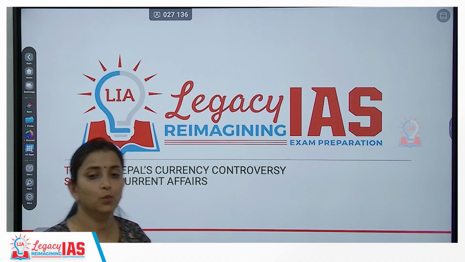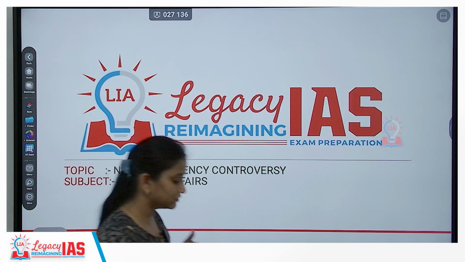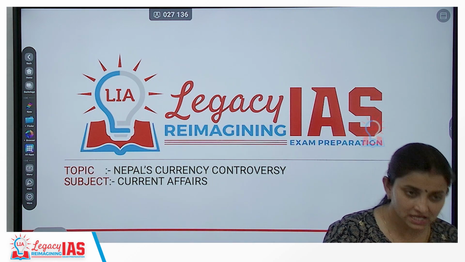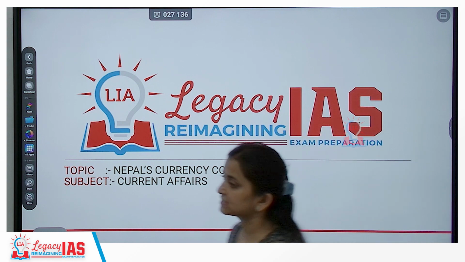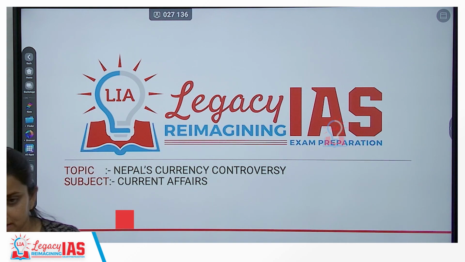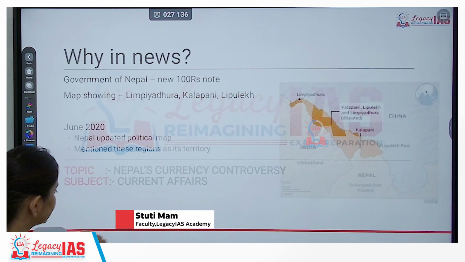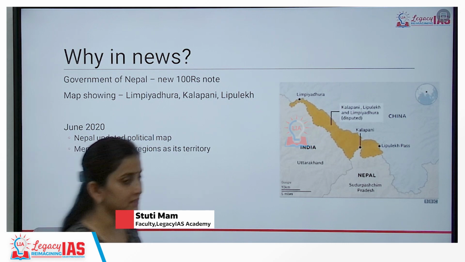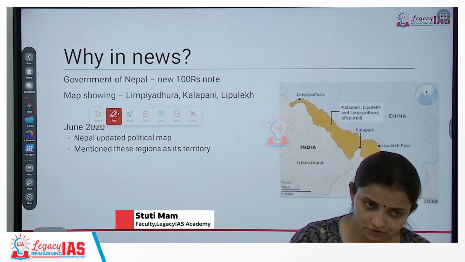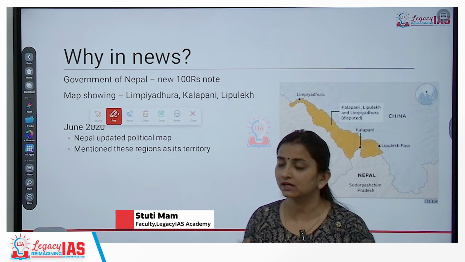In today's video, we are going to discuss one of the controversial news items which has arisen because Nepal has come up with a new 100 rupee currency. Okay? Now, what exactly is the news? The problem is that Nepal has come up with this 100 rupee currency in which it is denoting a map.